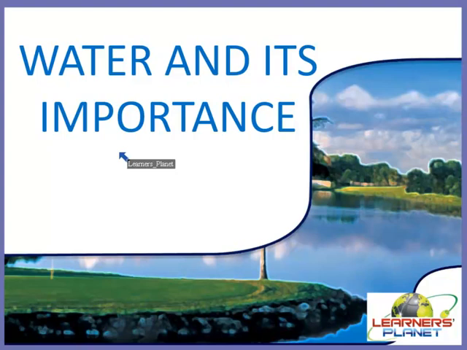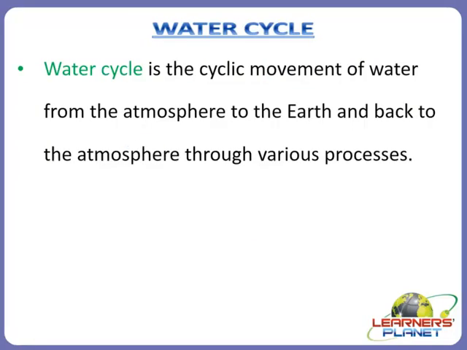So this is the popular cycle, the water cycle, and it holds a very important place in our environment. So let us now study the water cycle in detail. Yes, first of all, we should know what is meant by the water cycle. Students, the water cycle is the cyclic movement of water from the atmosphere to the earth and back to the atmosphere through various processes. Those various processes we will discuss here.